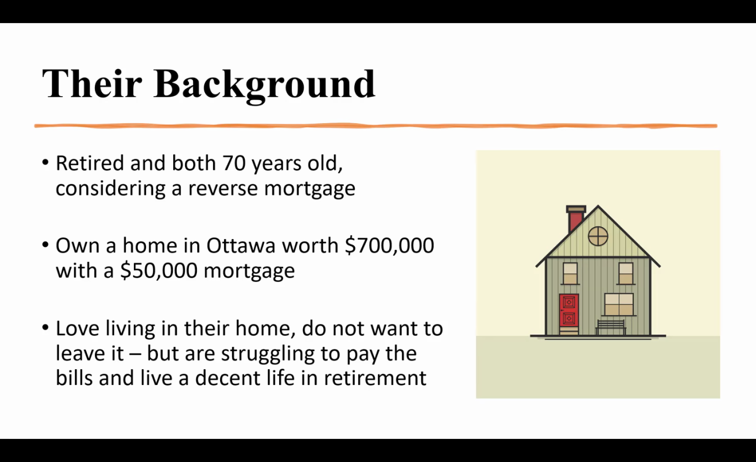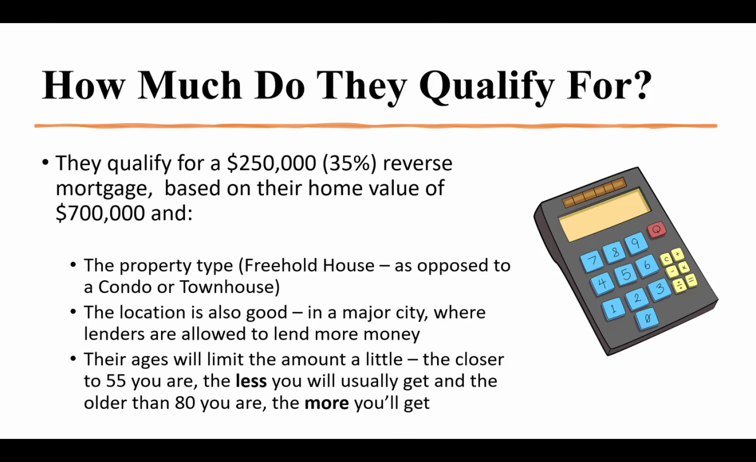So the first thing that you would do when you're trying to get a reverse mortgage, Mitch and Emily, is figure out how much they qualify for. So they actually qualify for a $250,000 reverse mortgage, about 35% of their home value. That's based on the home value of $700,000.